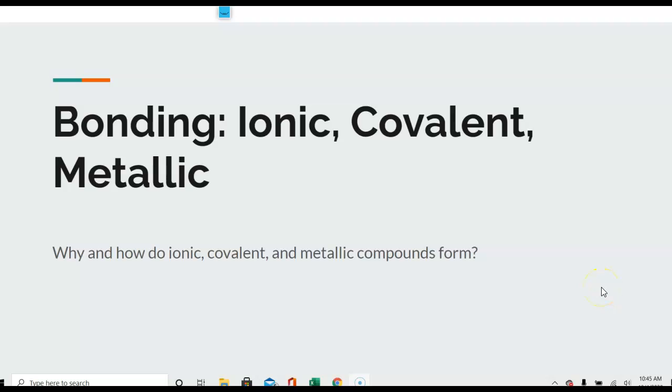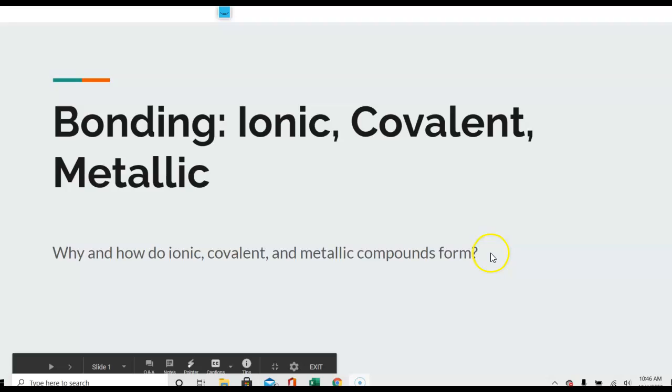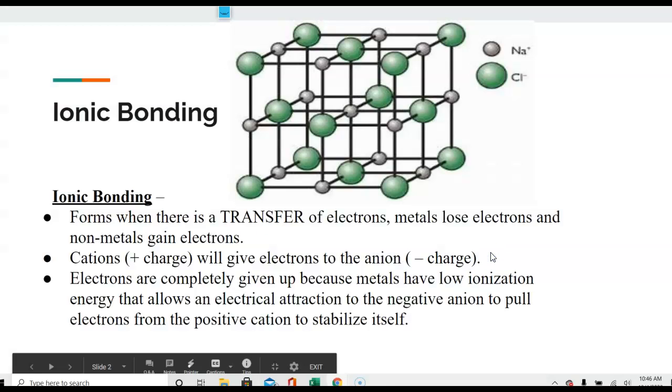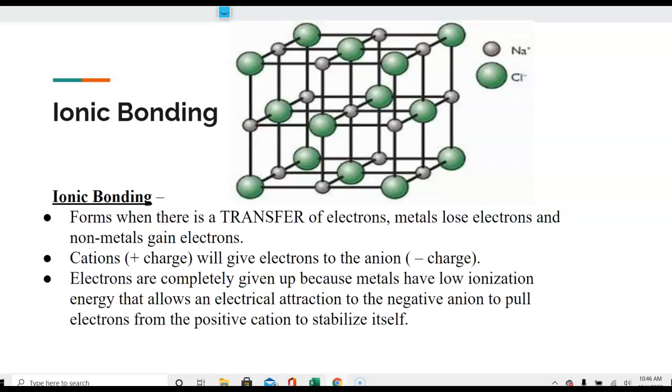Hi everybody, today we're going to be going over ionic bonding again, but to that we're going to add covalent bonding and metallic bonding and facts about each one. First, to review, ionic bonding forms when there is a transfer of electrons. In other words, the metals lose the electrons and the nonmetals gain the electrons, and therefore the metals become cations with a positive charge and the nonmetals become anions with a negative charge.